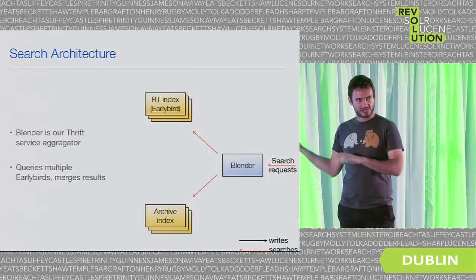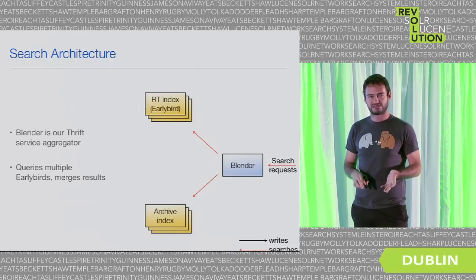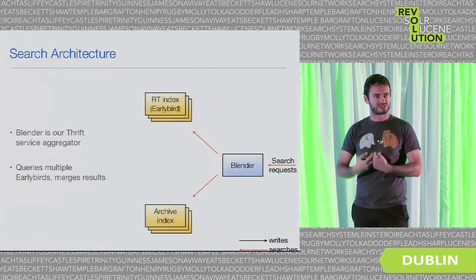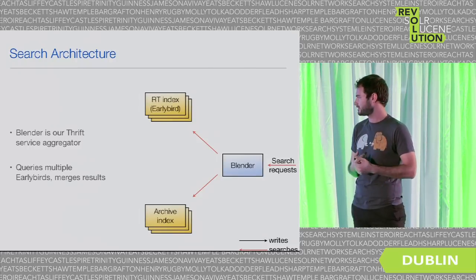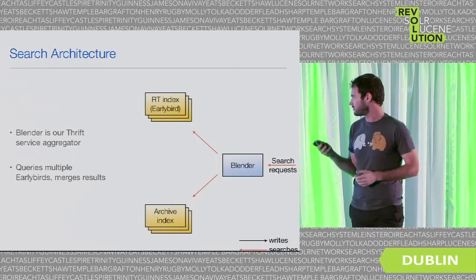But yeah, the Blender takes that request, fans it out to multiple components, for example our two indexes here, receives the results, merges them together, does maybe some post-processing, some ranking, some dupe filtering, and sends it back to the caller, and then we can render it on your device.